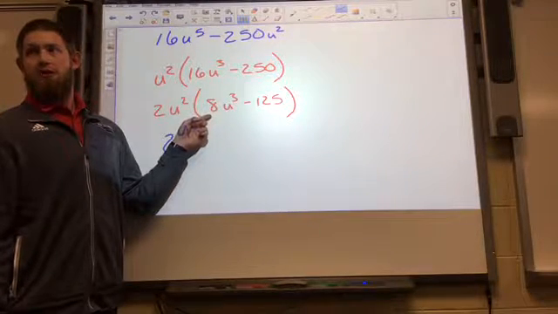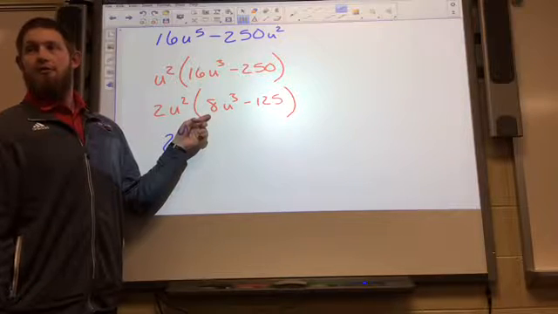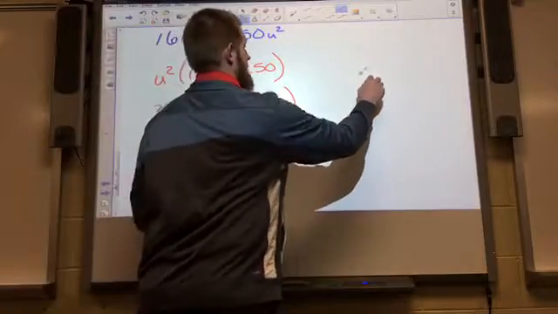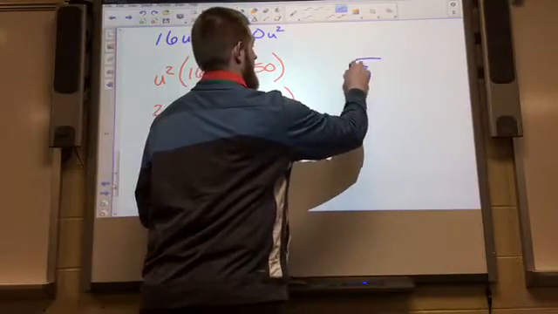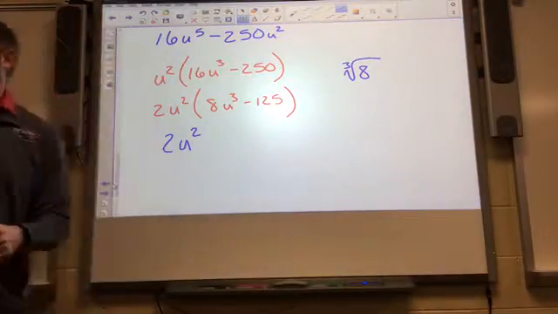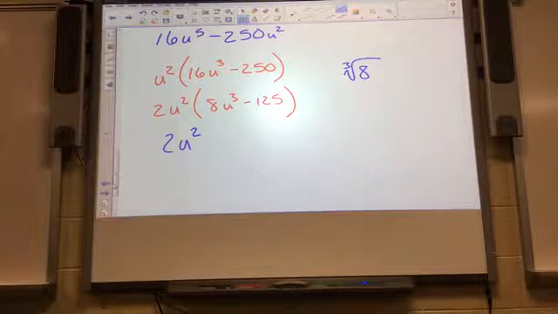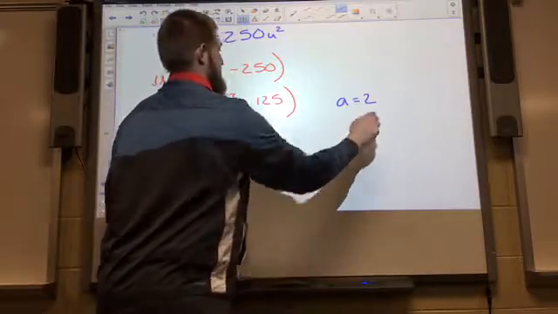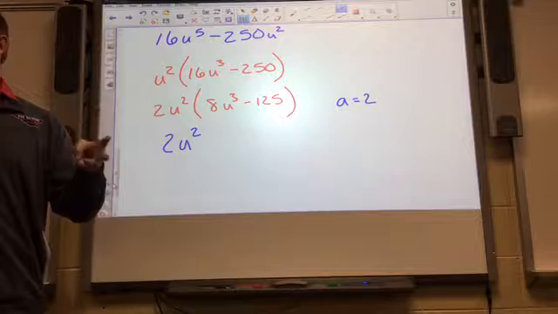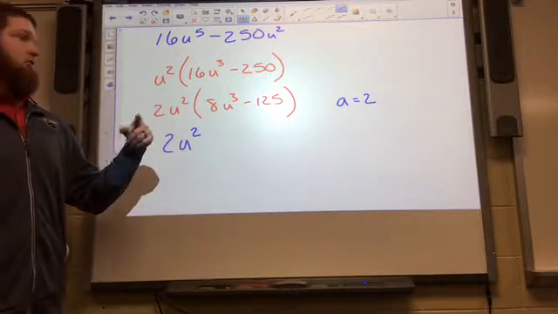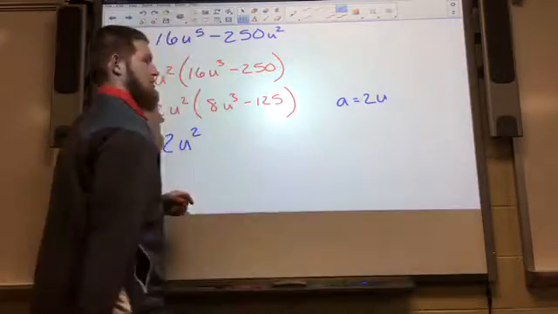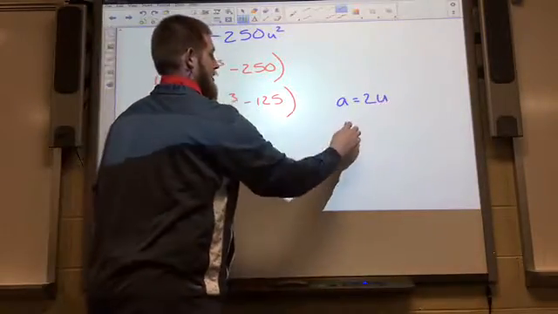If 2 times 2 times 2 gives 8, this is what I'm trying to do. I'm trying to do the cube root of 8. So what times itself 3 times gives me 8? So my a is 2, because 2 times 2 times 2 is 8. But it's not just 2, it's 2u, because the cube root of u cubed is u. Okay?